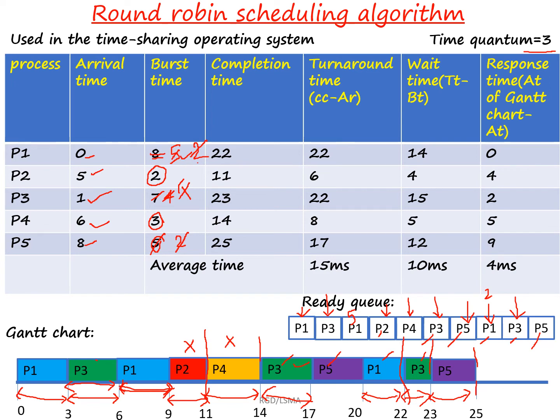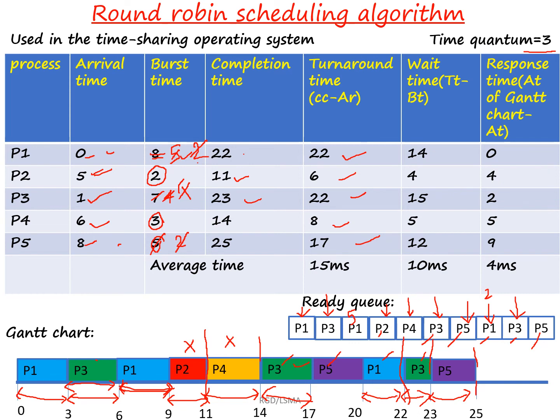Next you have to find the turnaround time. The turnaround time is nothing but completion time minus arrival time. The completion time is 22 minus the arrival time given in this problem, which is 0. So 22 minus 0 is 22. Then 11 minus 5 is 6. 23 minus 1 is 22. 14 minus 6 is 8. Then 25 minus 8 is 17.